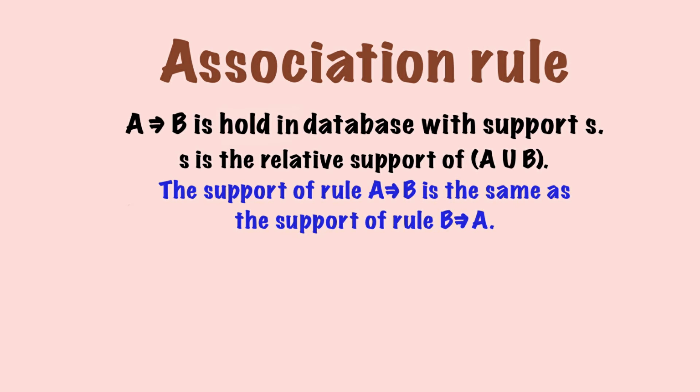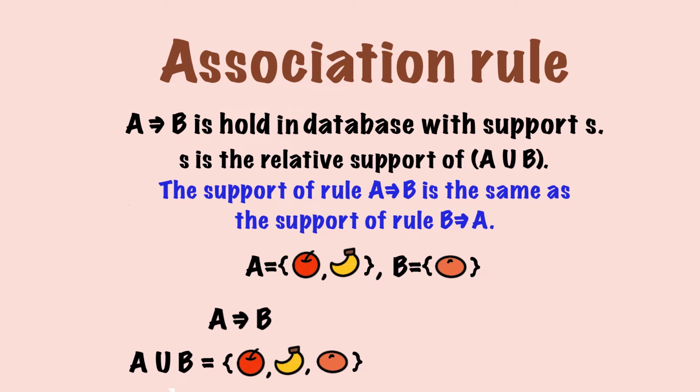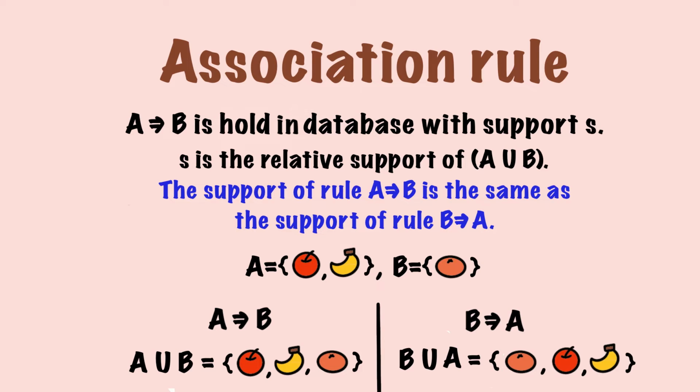If you think about the definition of union, you should find the support of A to B is the same as B to A. To illustrate, we still use these 2 transactions as an example. The union of A and B contains apple, banana, and orange. Further, the union of B and A also contains orange, apple, and banana. It doesn't matter whether the order of fruits is the same, because a set doesn't have an ordering concept. The point is the content of the 2 unions is the same.